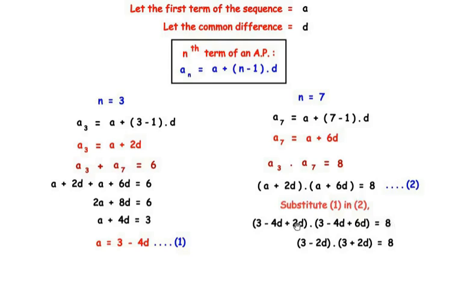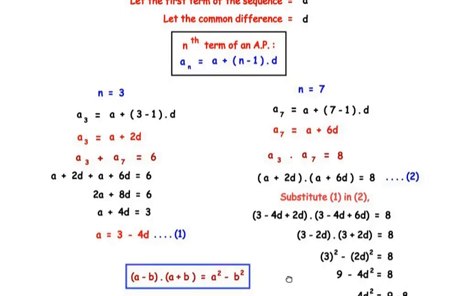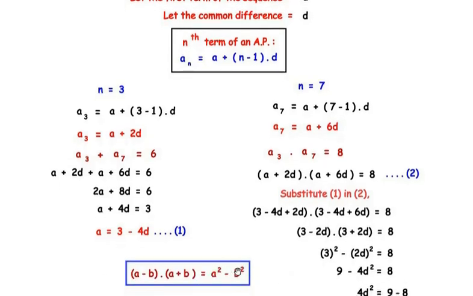Now adding the like terms again, we get here for the first bracket 3. Now minus 4D plus 2D gives us minus 2D times 3. Now minus 4D plus 6D gives us plus 2D is equal to 8. Now the left hand side is of the form A minus B times A plus B. So we are going to make use of an algebraic identity over here, which is A minus B times A plus B will be equal to A square minus B square. So 3 minus 2D times 3 plus 2D now becomes 3 square minus 2D the whole square is equal to 8.